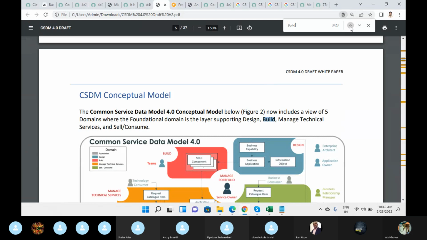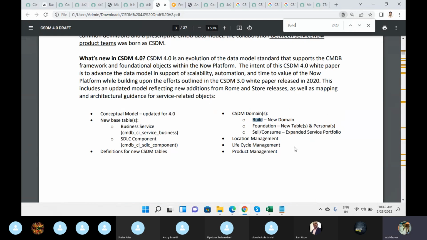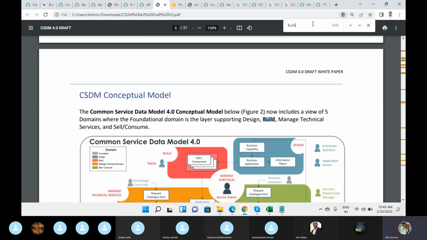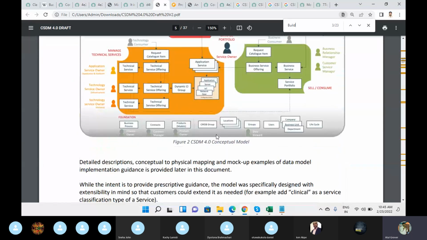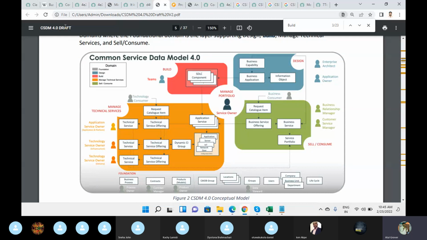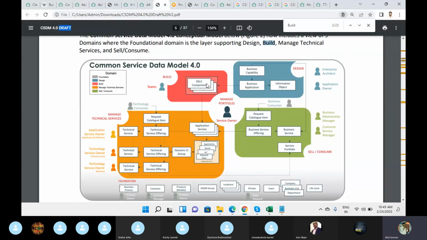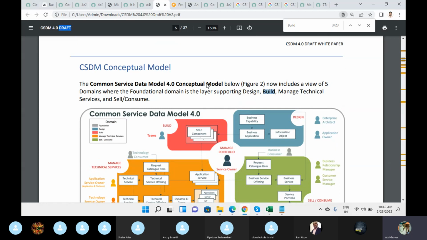Build is a new domain here. So what they did in 4.0, they brought the build as a new domain here, and they expanded foundation data and the sell and consume area. For us, if someone asks what is the major difference between 3.0 and 4.0, then you can say in 4.0, we have a build phase as well. Okay, now I'll go here for the build part. See, the reason they are saying it's a draft is because the definitions are still pending. But we as human beings are always eager to know more and more.